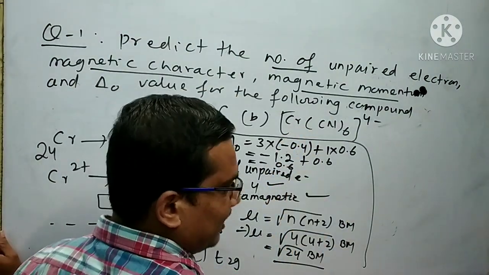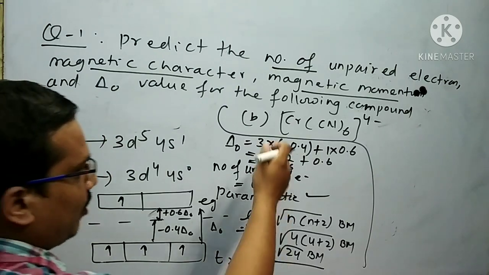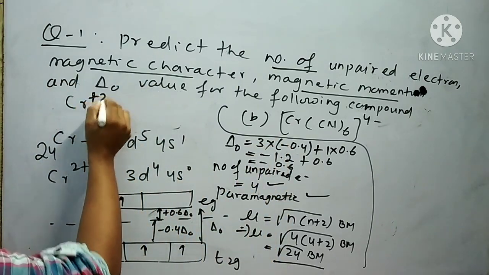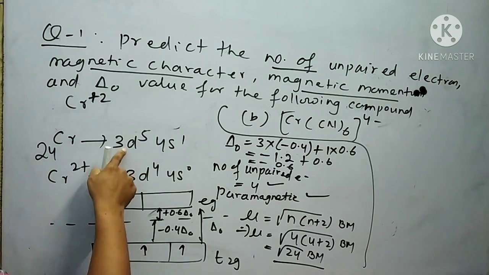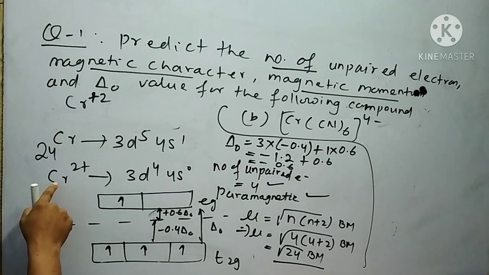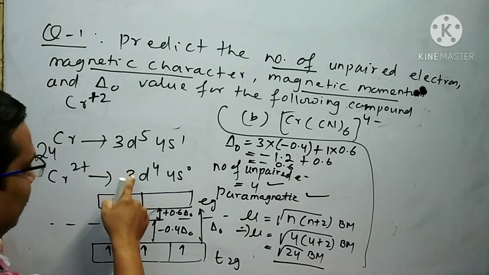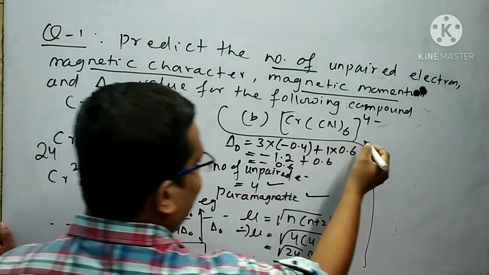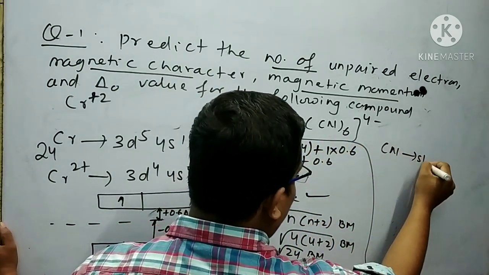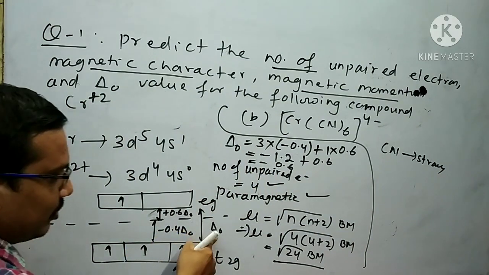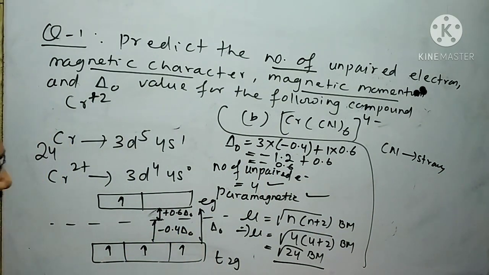Here the chromium exhibits +2 oxidation state. The atomic number of chromium is 24. The electronic configuration is 3d5 4s1. The electronic configuration of Cr2+ is 3d4 4s0. Here CN is the strong field ligand. As a result, the del 0 value is more than the pairing energy.